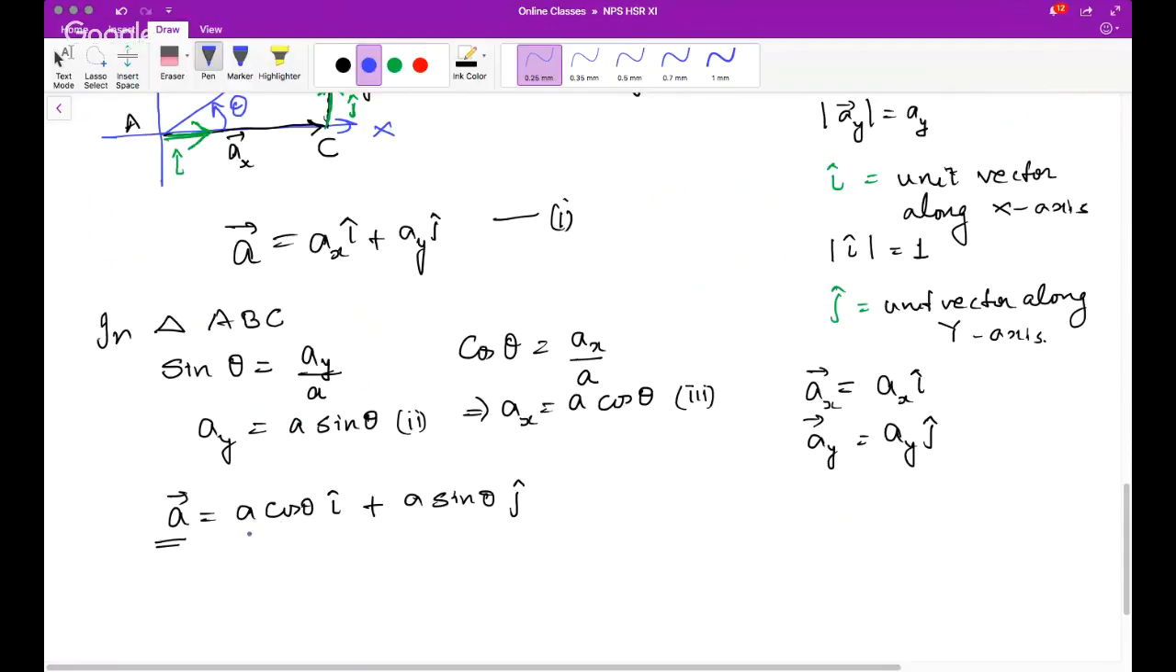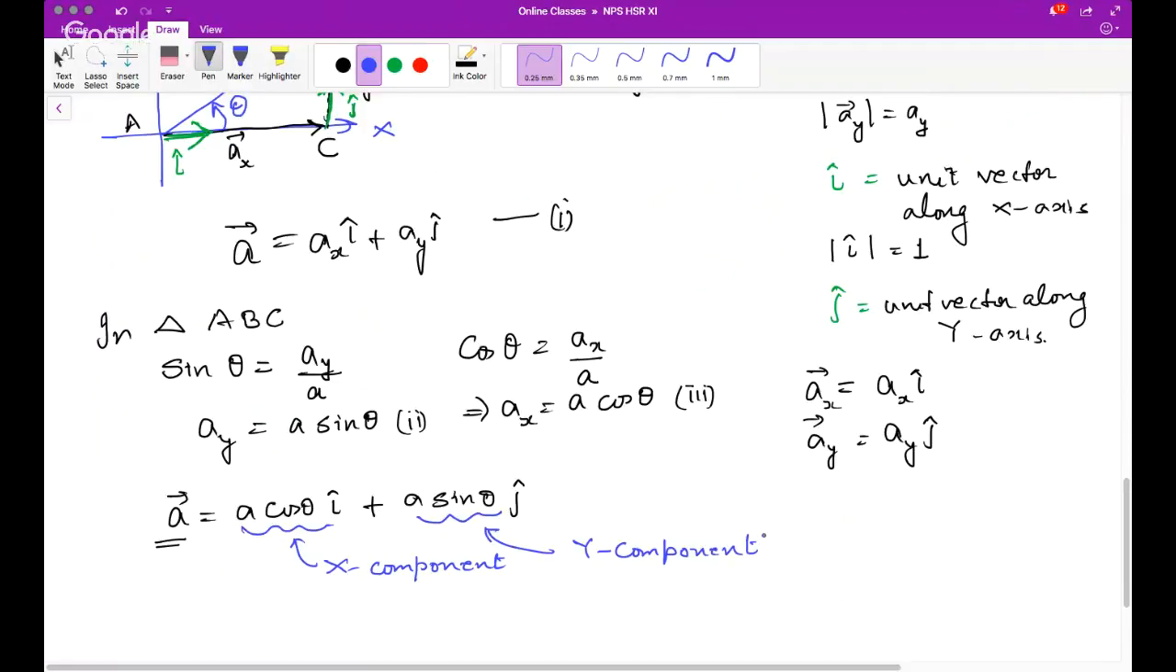So this particular thing is called the x component of the vector. Why? Because it is aligned towards the x-axis. And this particular one is called the y component.